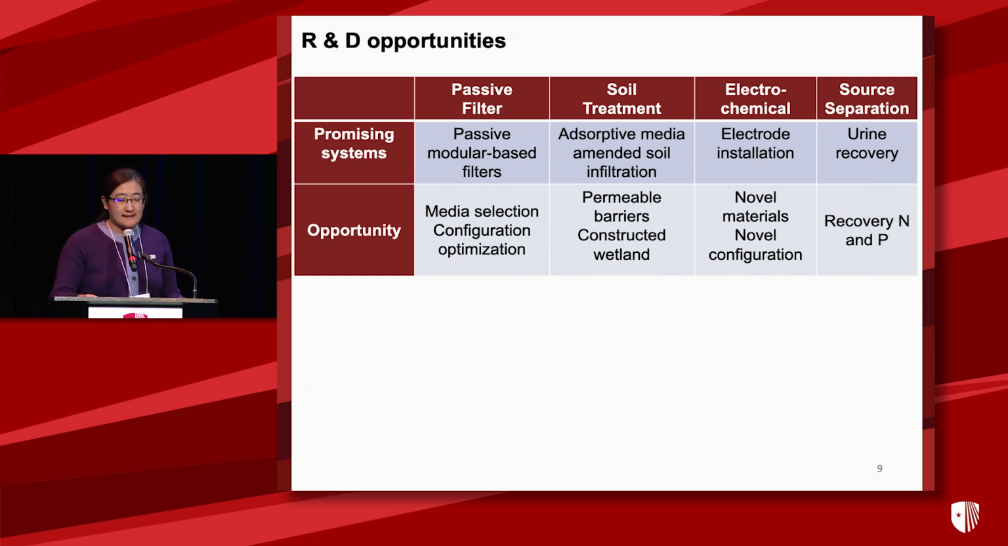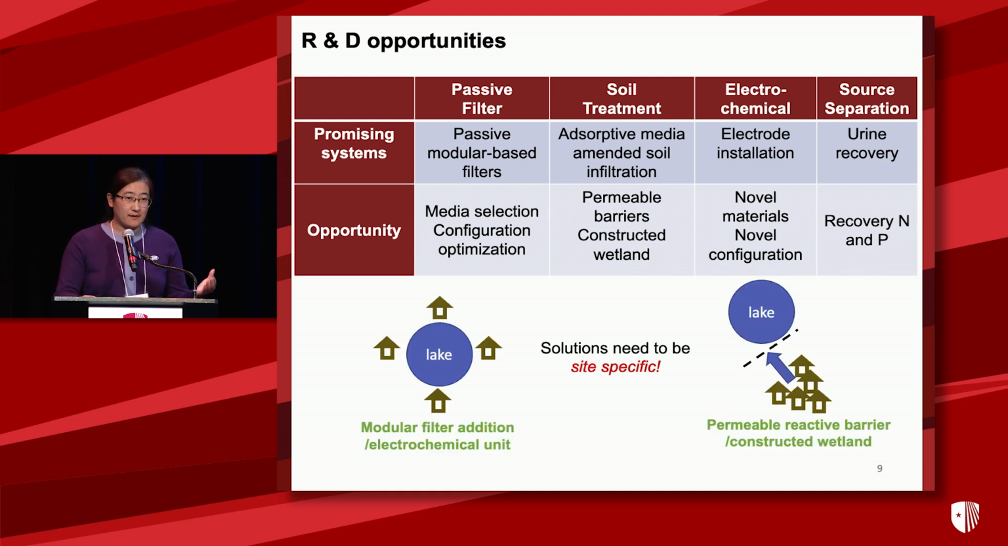So here we listed a few promising systems and also the opportunities that we can explore. But more importantly, I want to emphasize before I get to the technical details that when we try to identify the solution for each specific condition, it has to be site-specific. For example, we can see whether those houses or residential places are distant or grouped like a community or cluster of houses. That would determine what best technology we can choose.